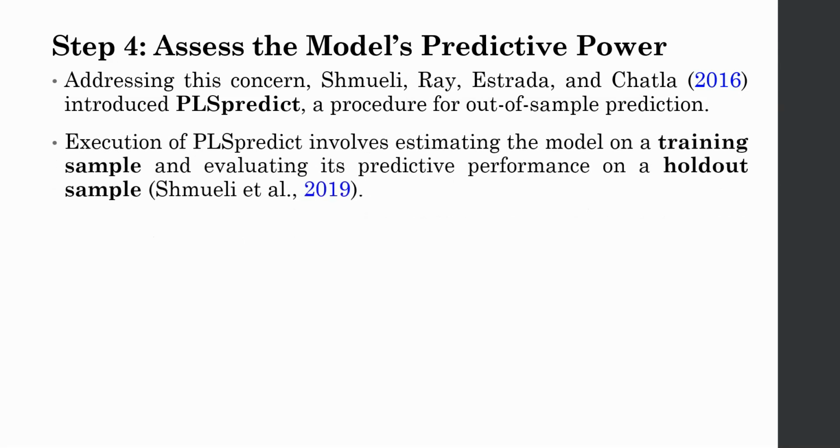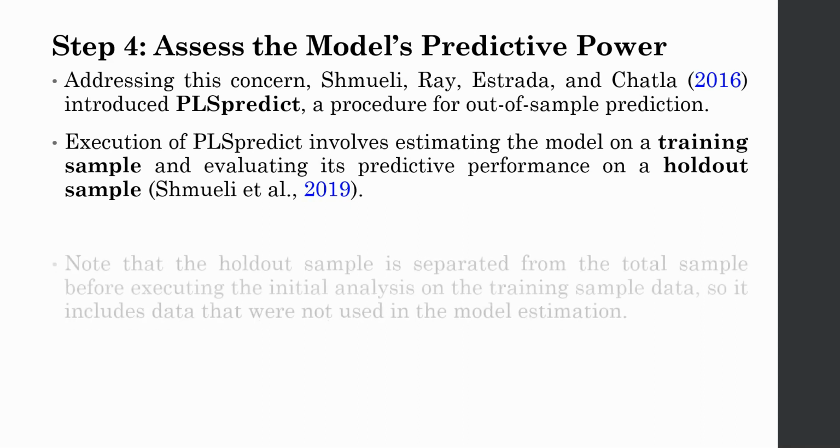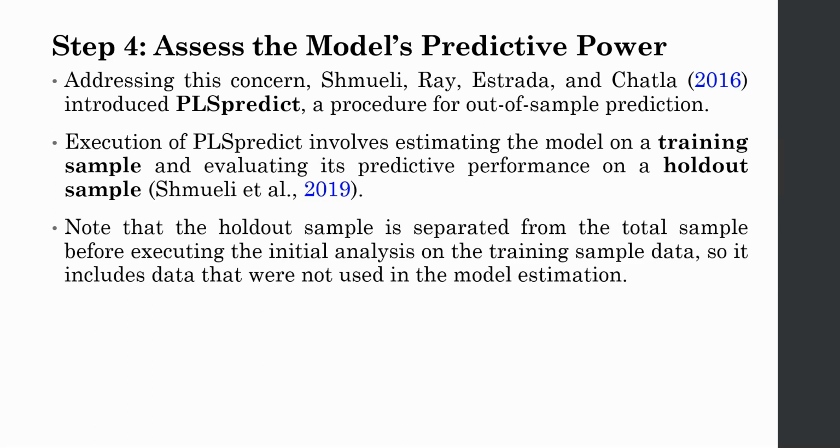Now your whole data set is actually divided into two subsamples. One is your training sample, you can call it sample 1, and the other one is your holdout sample, that is your held out sample, called sample 2. Note that the holdout sample is actually separated from the total sample before execution of the initial analysis on the training sample. So it includes data that were not used in the model estimation.